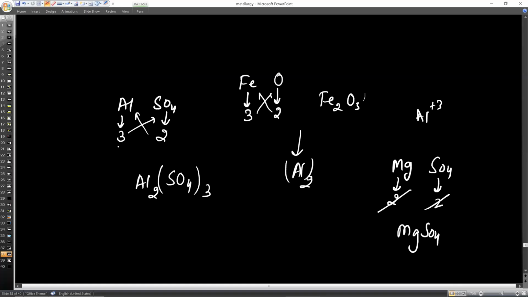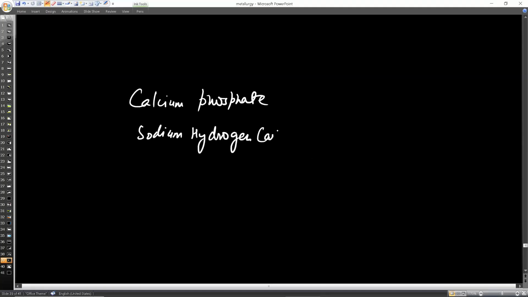Then try to write the formula of calcium phosphate. Calcium phosphate. Sodium hydrogen carbonate. Sodium carbonate. Sodium hydride.